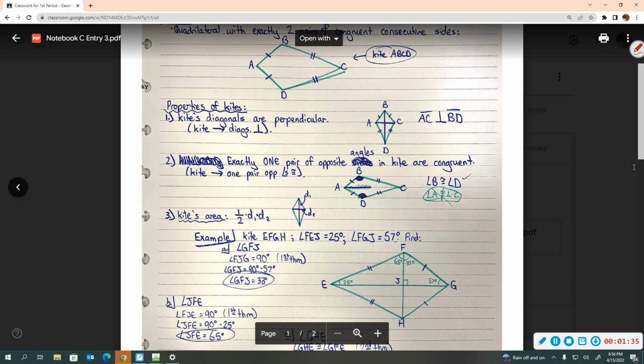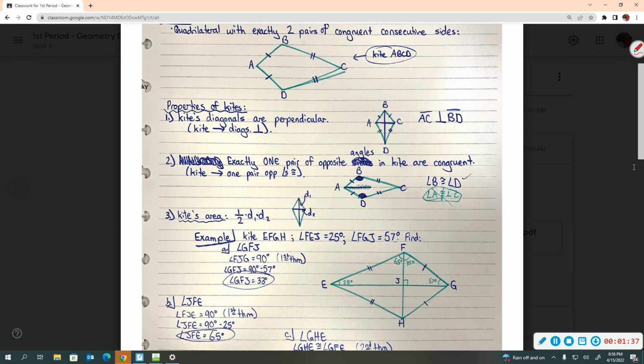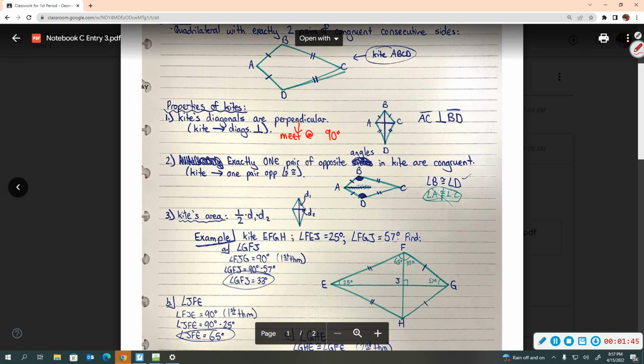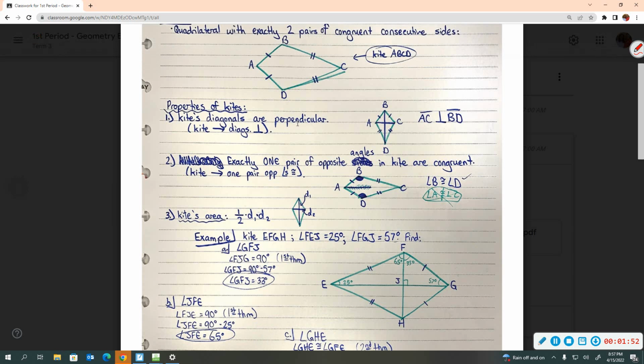And the first one is that a kite's diagonals are perpendicular. Perpendicular means that they meet at 90 degrees. So they make right angles. The diagonals are on the inside. So this here and this here makes 90-degree angles everywhere. So AC is perpendicular to BD.